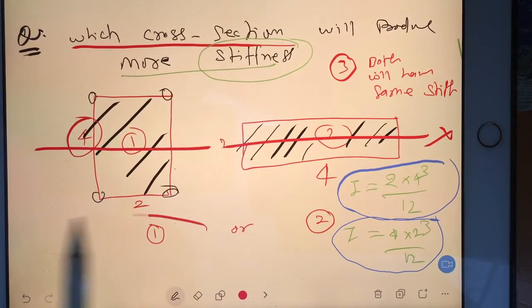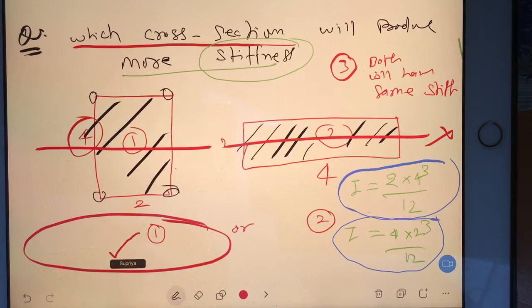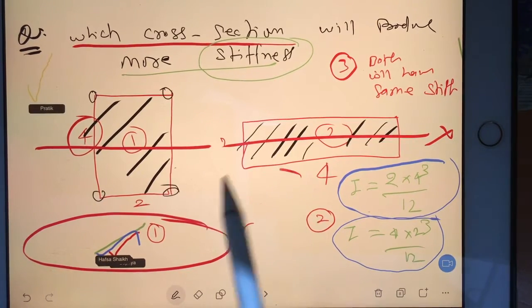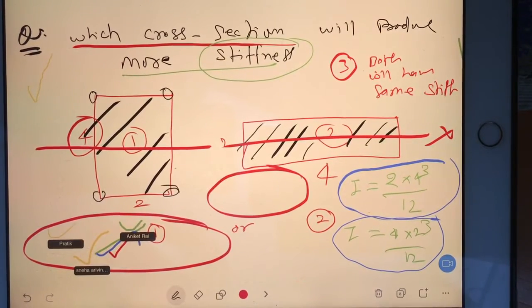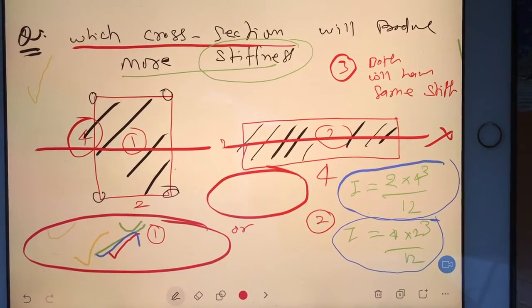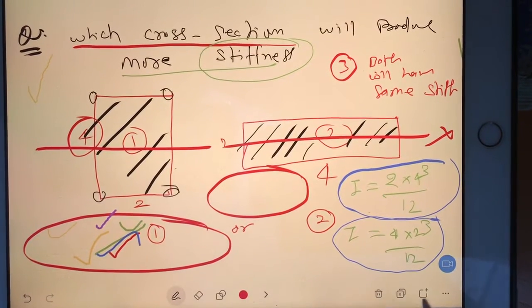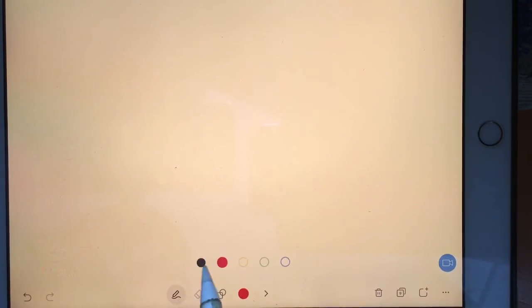Guys, tick here if you're understanding. Tick here if you have doubt. Everyone? Okay, no doubt. Very good. Now I will give you one challenging question. Very good question.